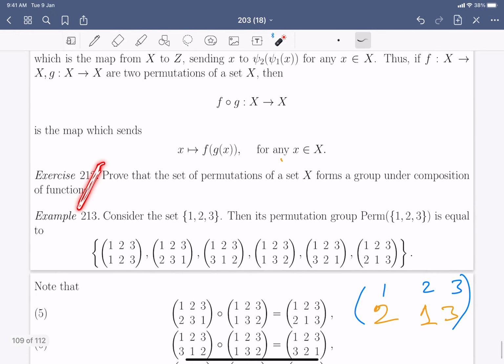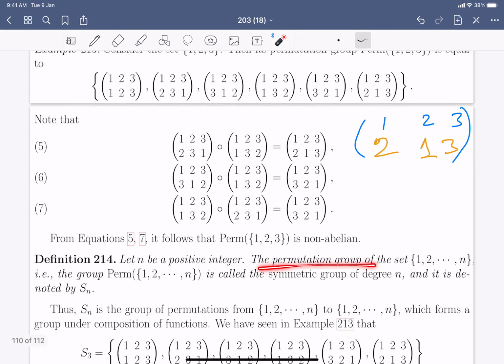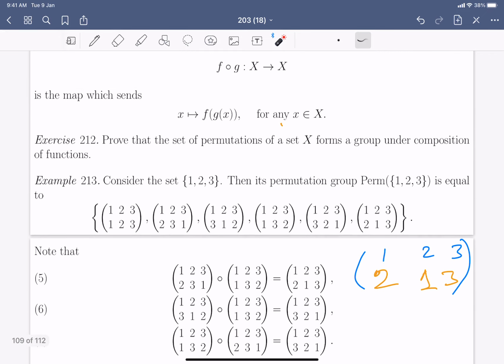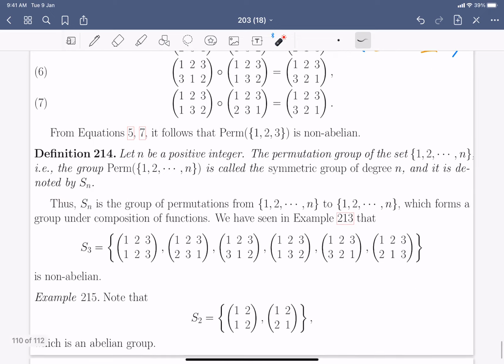In this exercise it was asked to show that the set of all permutations of a set X forms a group under composition of functions, and this group has a specific name. This is called the permutation group of the set X. And when we have the set 1 up to n in mind, then the permutation group of this set, that is the group Perm(1 up to n), gets a specific name. This is called the symmetric group of order n, and it is customary to denote it by Sn.